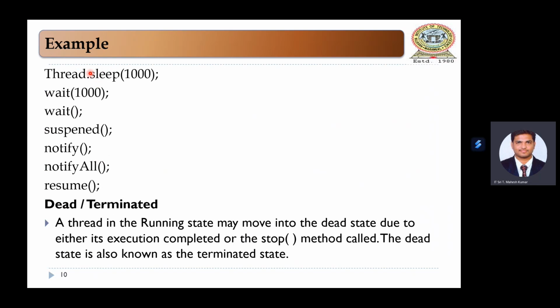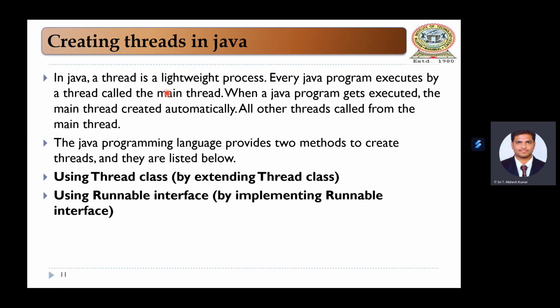So these are the few examples we can use. And the last one is the terminated state, then automatically the stop method is going to be called. So now we'll see how to create the thread. In Java, in order to create a thread, we have two ways.